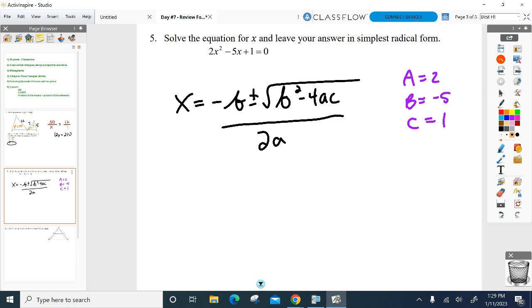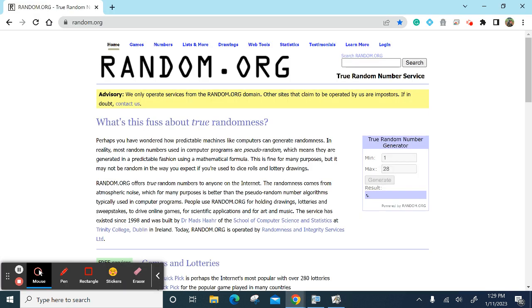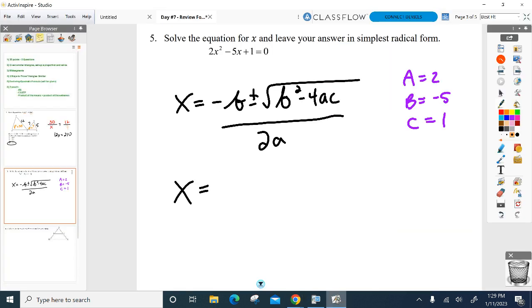All right, somebody's going to help me plug in now. Substitute all your values. X equals, who's up? Negative b? Okay, good talk. Let's try 5. Help me plug it in. Negative b? 5. Plus or minus?